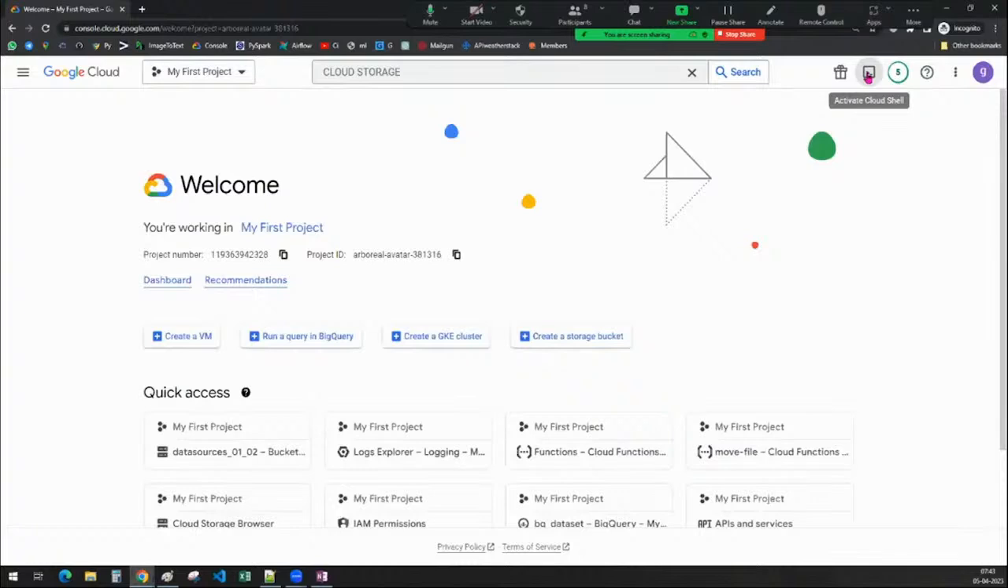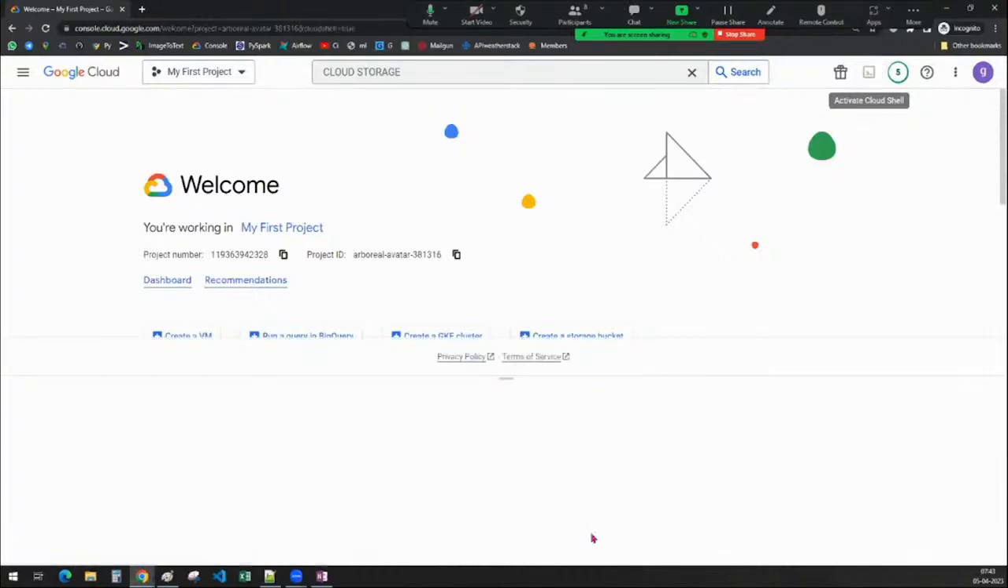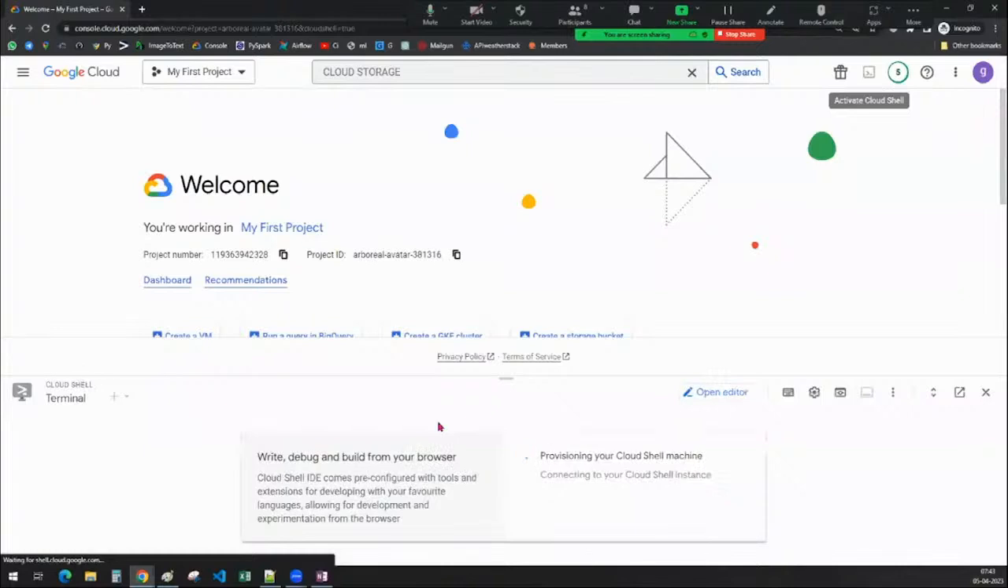When you click on activate the Cloud Shell at the bottom, you will be able to see a command line tool will be opened for us. It takes almost 30 seconds. For the first time it can take 30 to 40 seconds. You see here a Cloud Shell terminal will be opened for us.